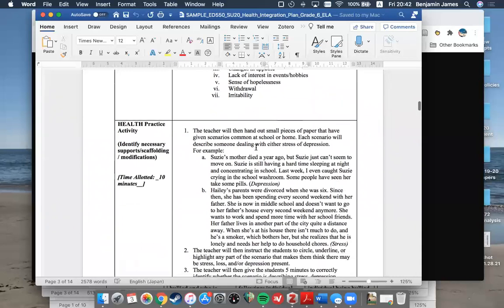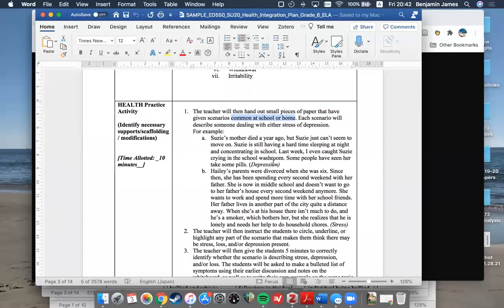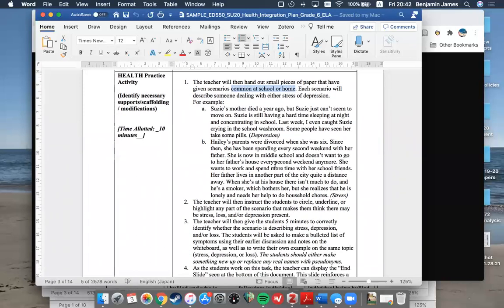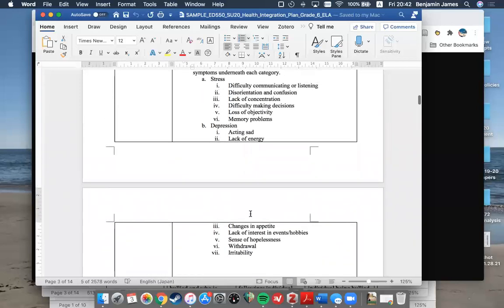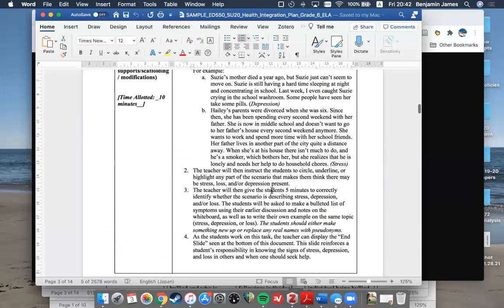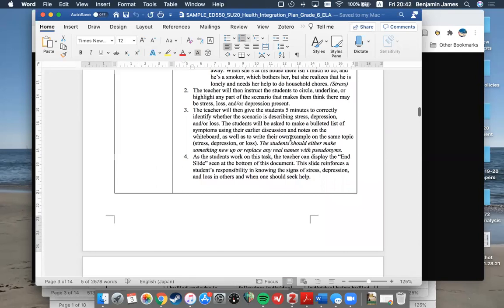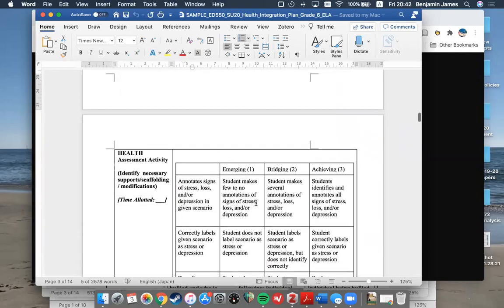For the practice, the teacher hands out small pieces of paper with scenarios common at school or home. So we've moved beyond the Lorax now into a different scenario. In this practice activity, the students are working by themselves, I'm pretty sure, to practice identifying the signs of stress or depression, and practice writing what they would do to offer support. And as they're going, the teacher is circulating, helping and supporting. And then what they do for this assignment is use it as the assessment.